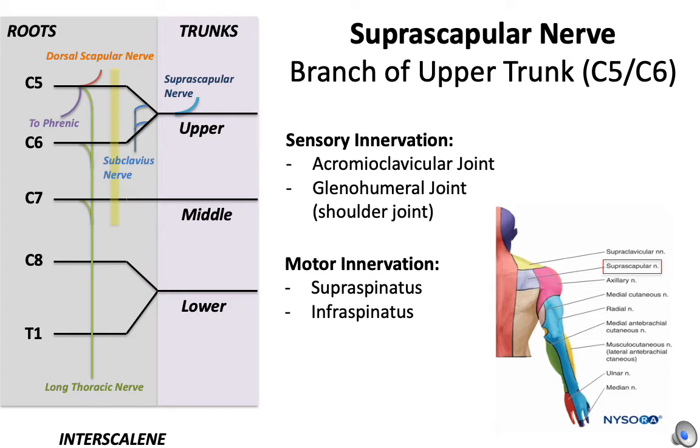It provides sensation to the acromioclavicular joint as well as the glenohumeral joint of the shoulder, making it important for any blocks meant to provide pain relief for shoulder surgery. Its sensory coverage is highlighted in purple in the figure to the right. Its motor fibers innervate the supraspinatus and the infraspinatus muscles.